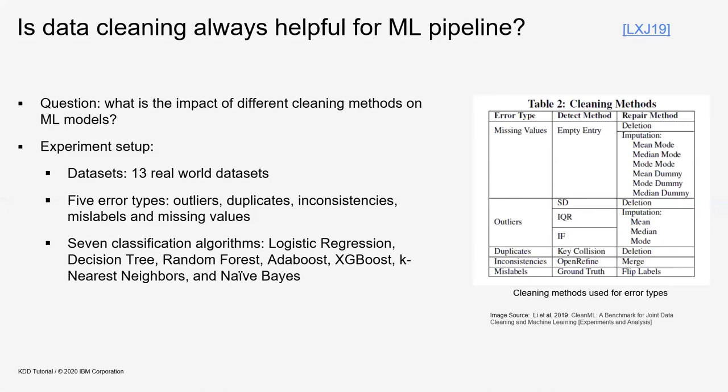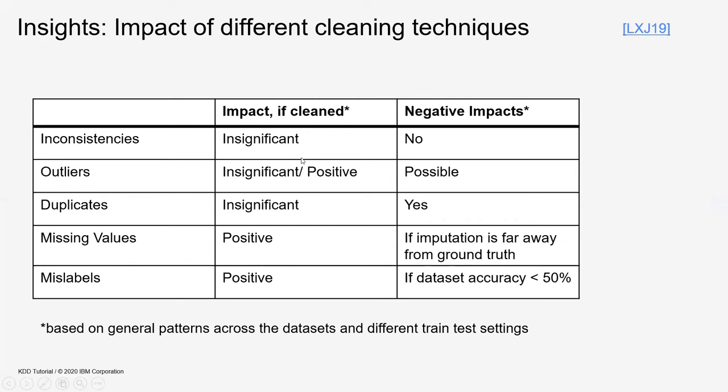And this is what the paper reports as the study: of the five error types that they had looked at, inconsistencies, outliers, and duplicates had an insignificant to slight positive impact on the data if it was cleaned. But it is also shown that for inconsistencies, if you clean it, the impact is insignificant, but it is definite that it is not going to produce any negative impact.